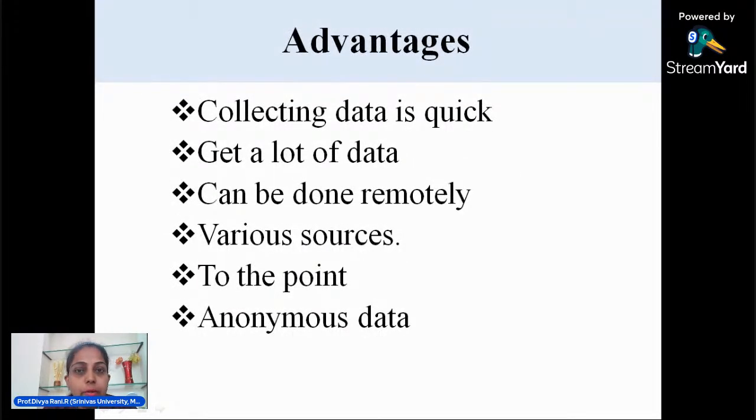Okay. The advantage will be that the answers are to the point, and the data is anonymous, that is, you are not including the respondent's personal data, so he will be free to give the response. Next is the disadvantages.